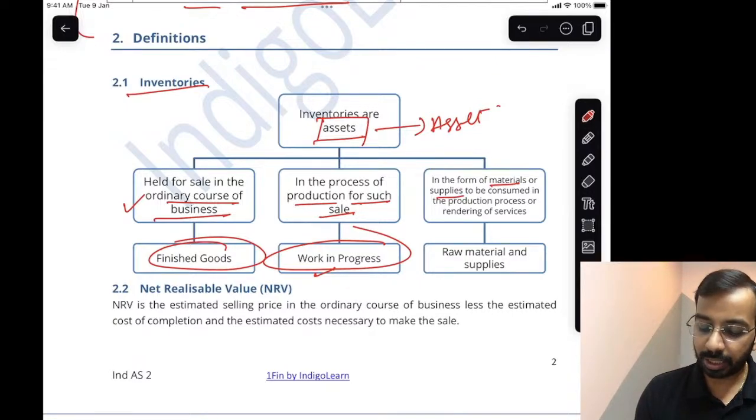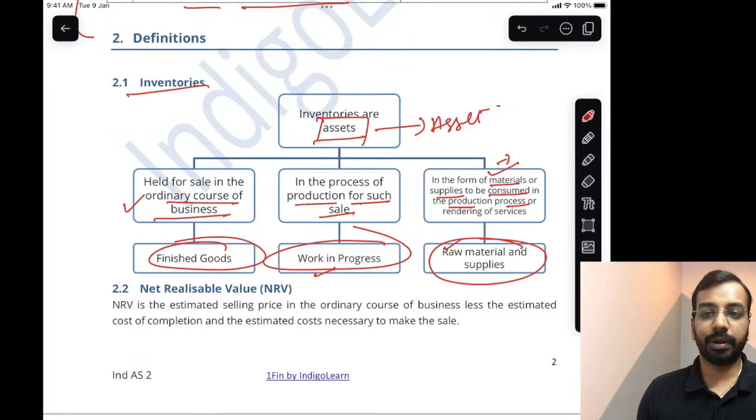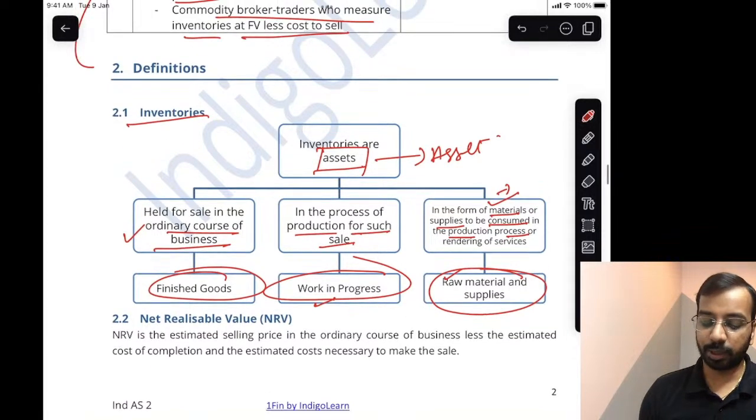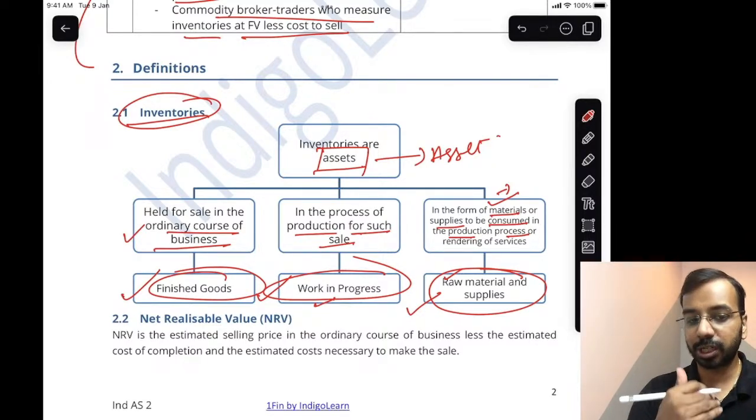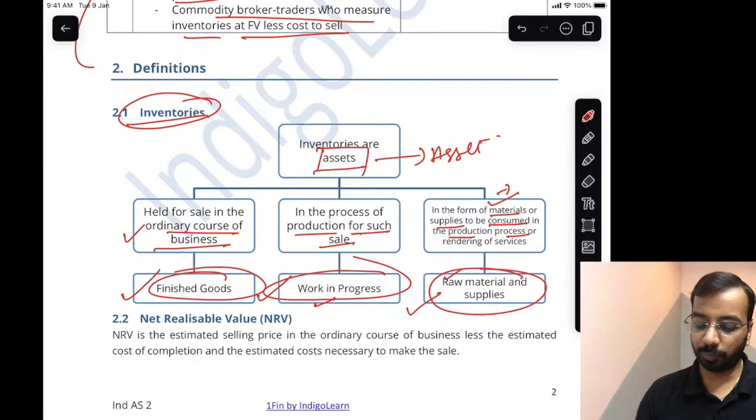In the form of materials or supplies to be consumed in the production process, so let us say you need some lubricant oil or something like that, those are also inventory. Or you need raw material, those are also inventory. Now in the examination, very few times they have asked questions, but whenever they say value of inventory, you need to calculate raw material, WIP, finished goods, if the information is available. If the information is not available, then whatever is there, based on that you can calculate inventory.